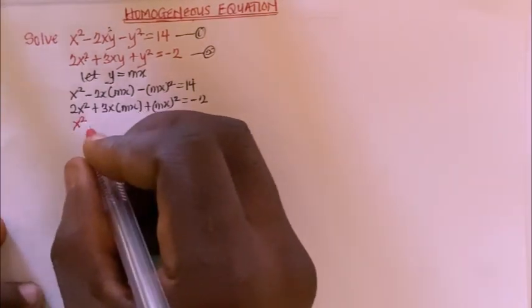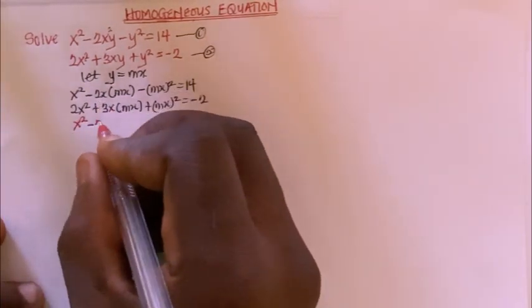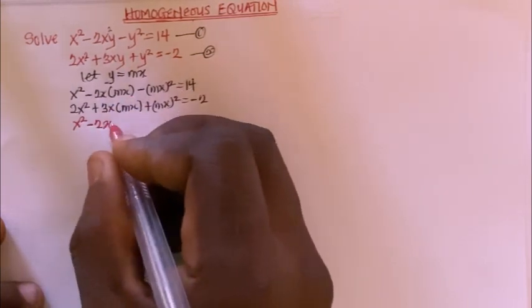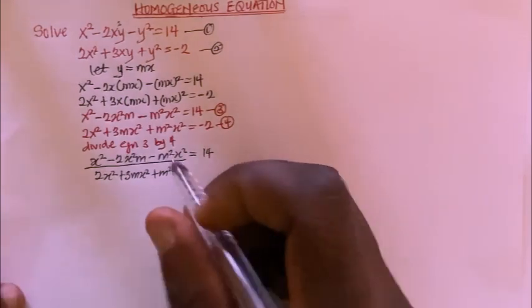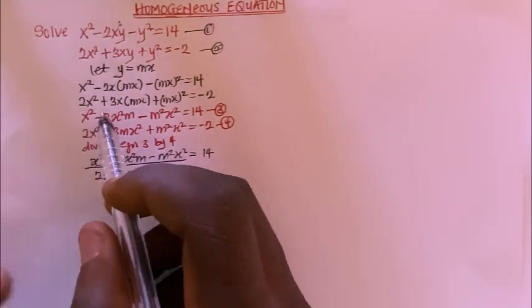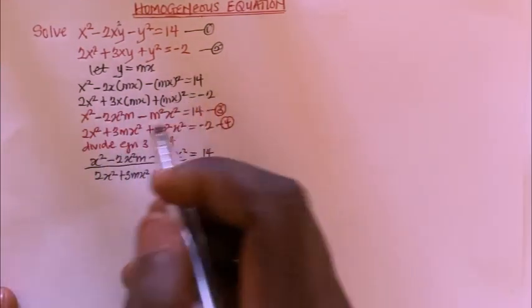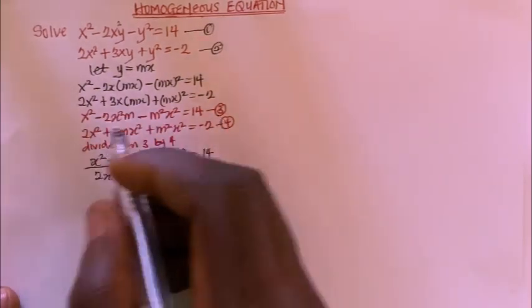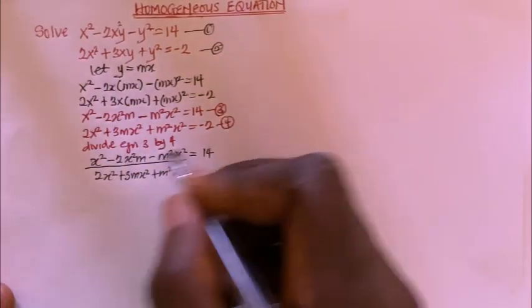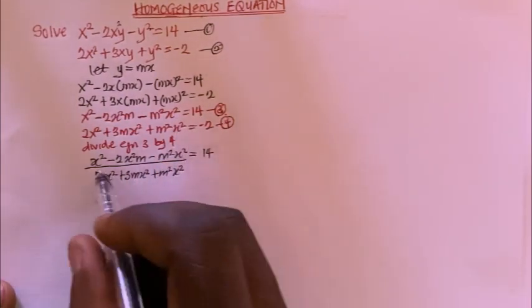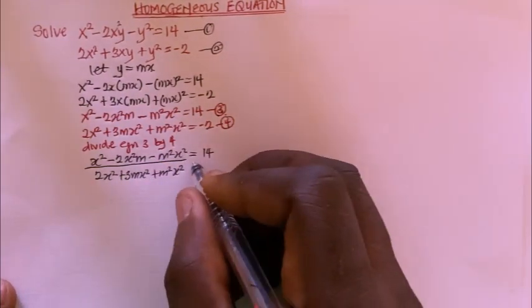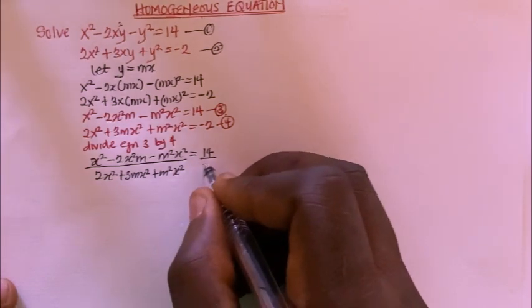If you simplify these two expressions further, after opening the brackets, you come across new expressions, equation 3 and equation 4. Then you divide equation 3 by equation 4. So dividing equation 3 by equation 4, you're going to have this, then it's equal to, divided by minus 2.